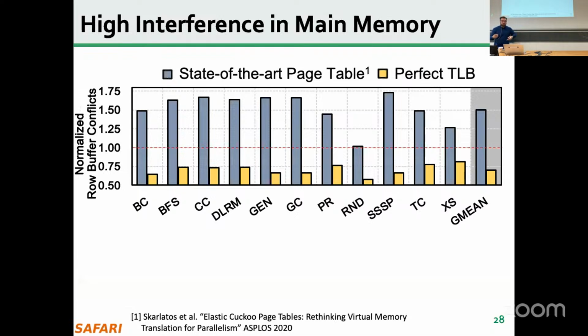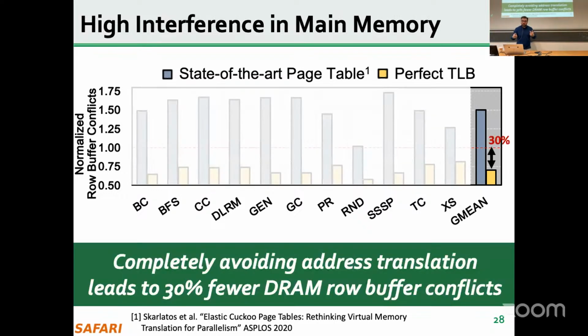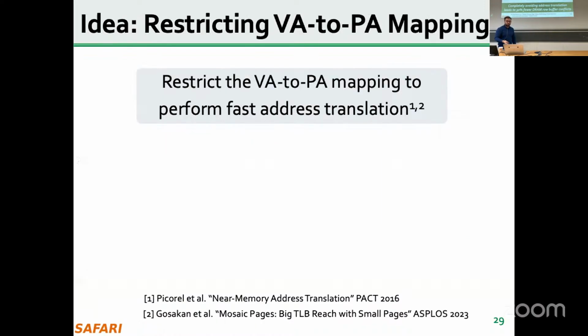And in this plot, we demonstrate, again, for the same configurations, the row buffer conflicts, which means how much interference do these translation requests cause in the memory hierarchy, in the DRAM. And we observe that if we completely avoid address translation, which means we have a perfect TLB, this leads to 30% fewer DRAM row buffer conflicts. And it could be very important, not just in single core scenarios where I simply run my workload, but I don't want to also destroy the locality of other workloads in the DRAM row buffer.